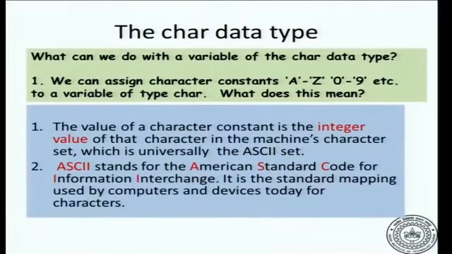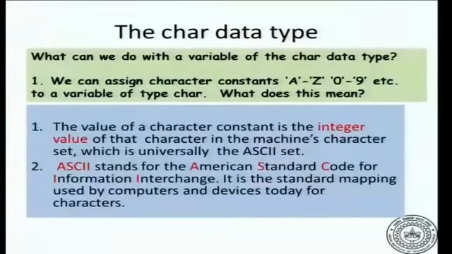Now, what can we do with the character data type? For example, we can assign character constants to character variables. Now, what does a character variable mean? And here is the first surprise. The value of a character constant is an integer that the machine stores, which is usually from the ASCII set. What does this mean? The machine deals with fundamentally bits.